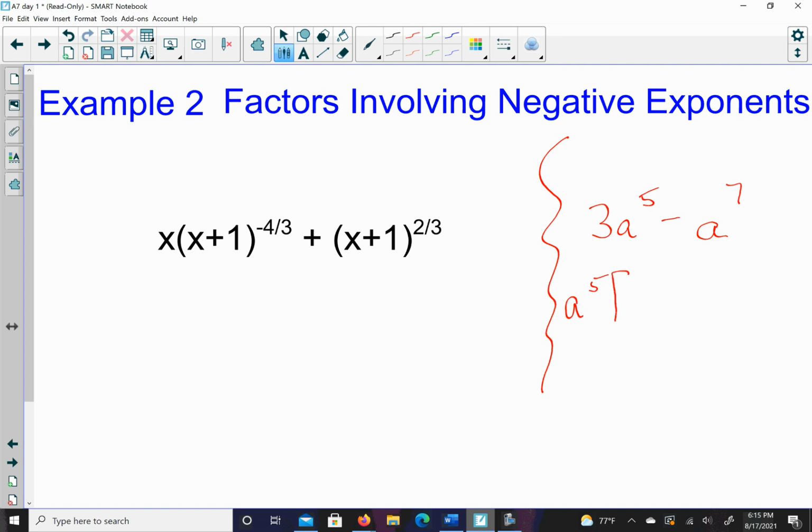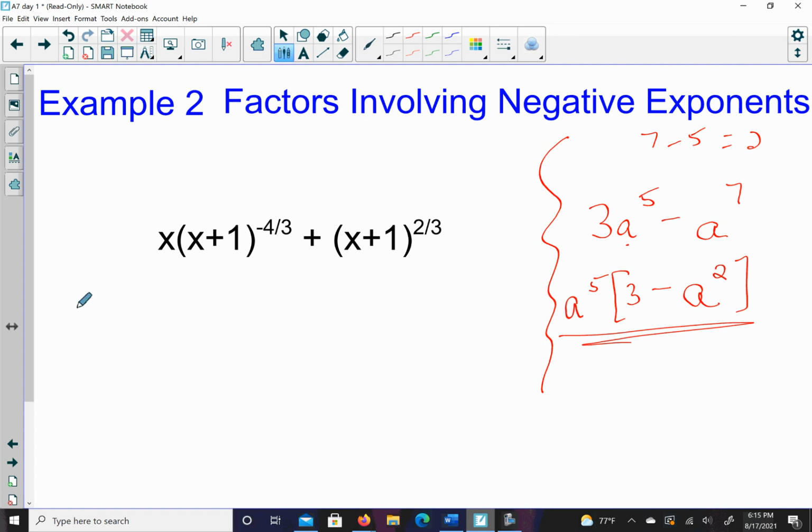And when I do that, I'm left with this 3. I've factored out that a to the 5th. This minus sign comes down. And then I know I'm going to have some a's left over. And to find out to what power, I would take the exponent here, 7, minus the exponent that I factored out, which was 5. And when I do that, I get 2, so this will be a squared. So that would be the factored form. So I'm applying the same principle here, except I have this x plus 1 instead of an a, and I have fractional exponents instead of whole numbers.